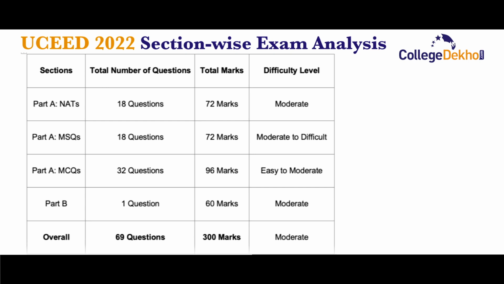Part B just had one question for 60 marks and the difficulty level of Part B was moderate. Overall, there were 69 questions in the exam, total marks were 300 and the overall difficulty level of the paper was moderate. Now let's move on to the detailed UC 2022 exam analysis for Part A.